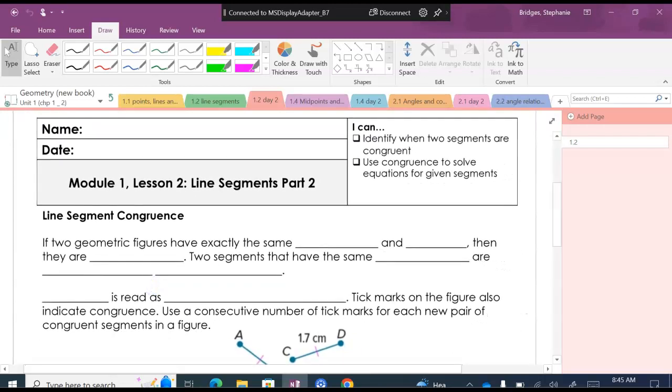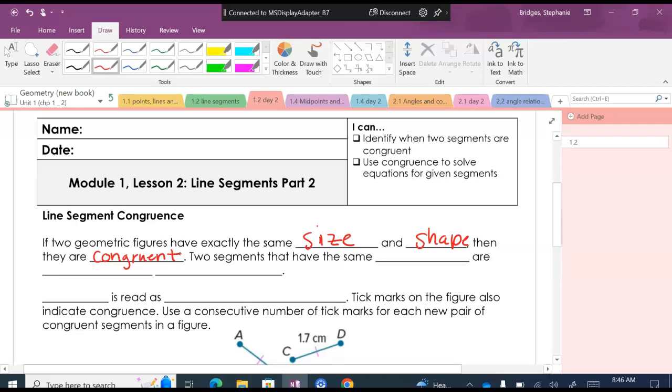In that first sentence, it says, if two geometric figures have exactly the same size and shape, the same size and the same shape, then they are what we call congruent. Okay, congruent.